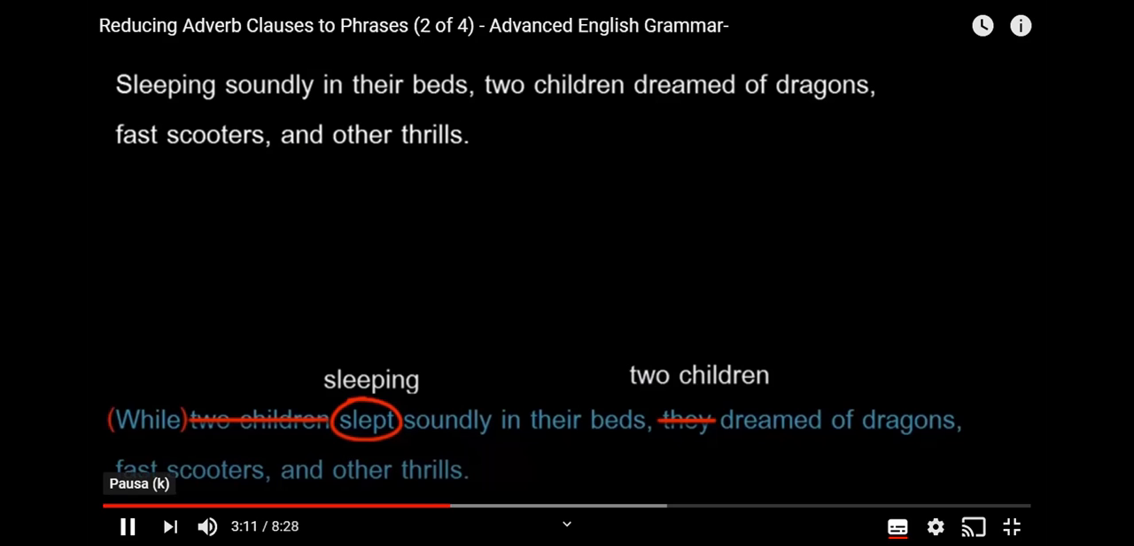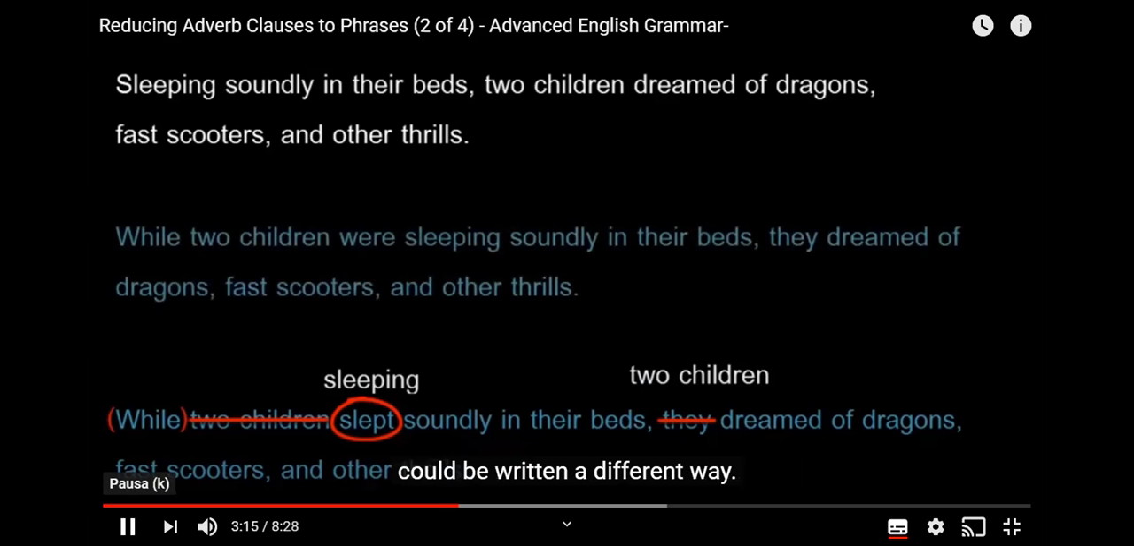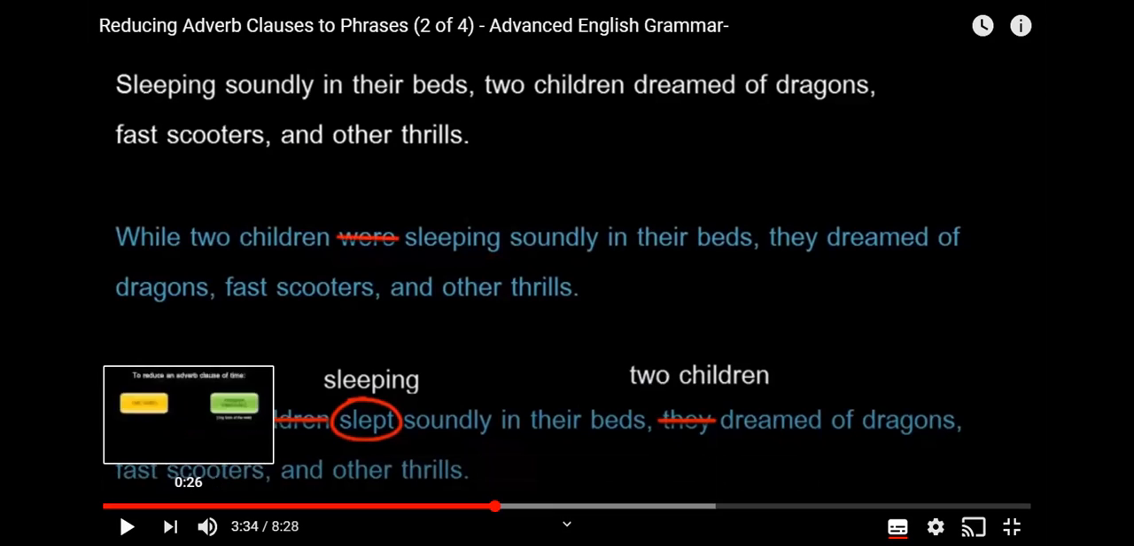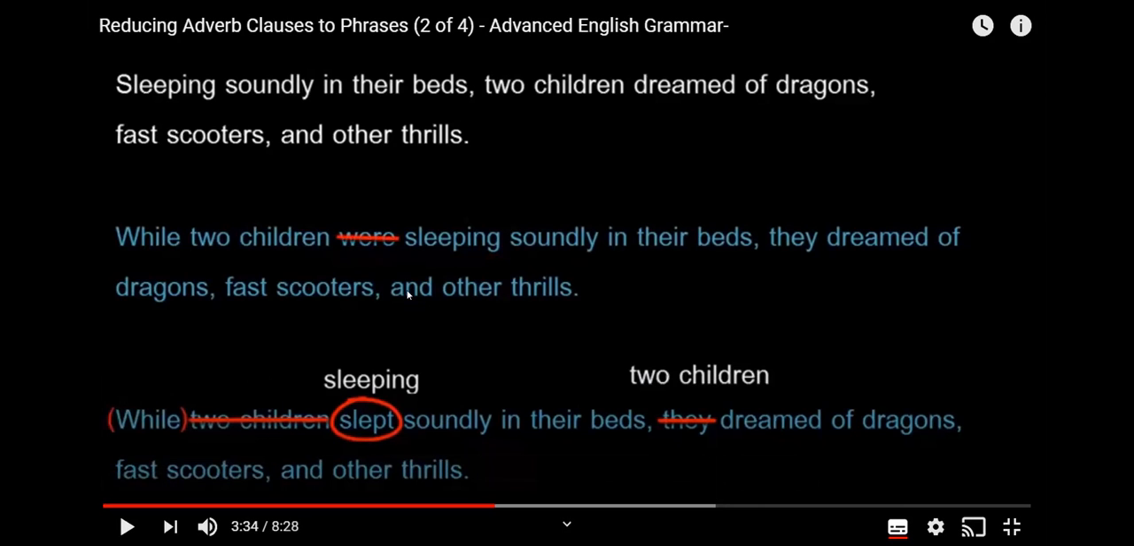Let me point out that the full adverb clause could be written a different way. After while, there could be a progressive verb: while two children were sleeping soundly in their beds. That makes sense too. Again, the process would be the same. We remove any helping verb. Okay, see, remember the helping verb? This is the helping verb. The two children were sleeping.